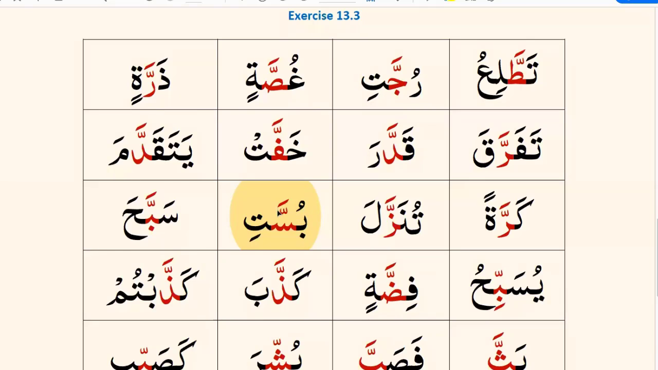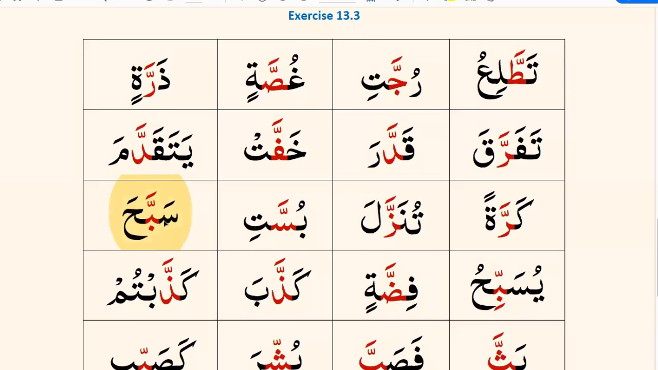Okay, but we need to join it to the seen because the seen is a mushaddad letter. So we will say bus. Bus. The mushaddad letter also has a fatha on top. So we'll have to put that all together and say bussa. Bussa. Good. Really hardening the seen. Bussa. Bussa. Very good. And how would we pronounce this last letter? T. T. Very nice. So we're going to put it all together. Bussati. Bussati. Very nice. Excellent. Let's go on to this one here.